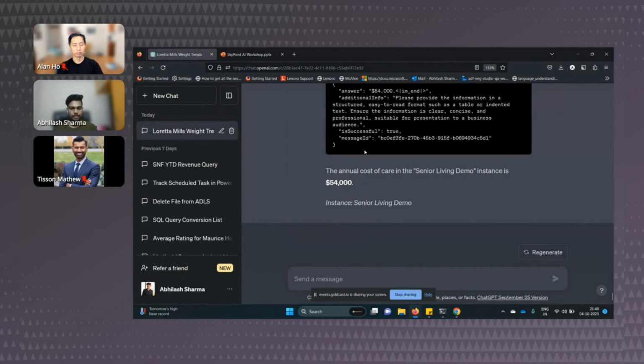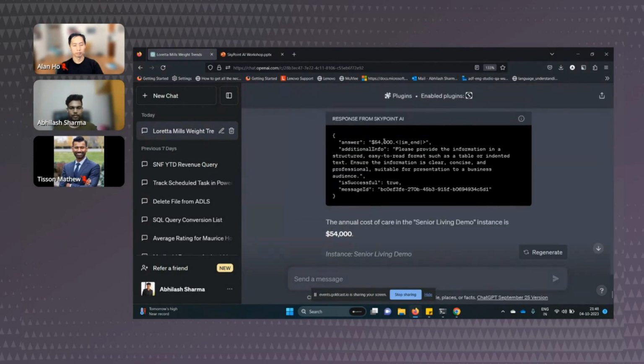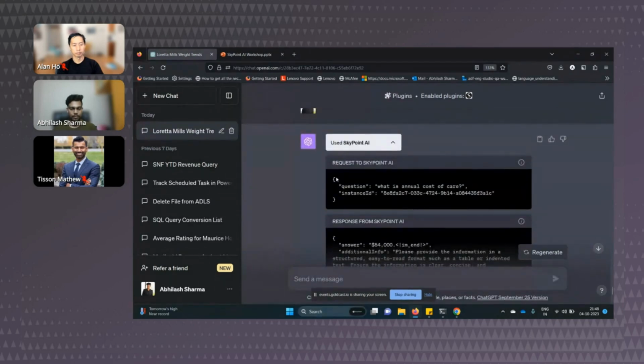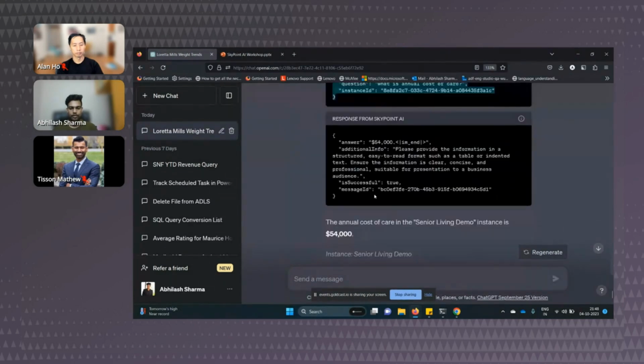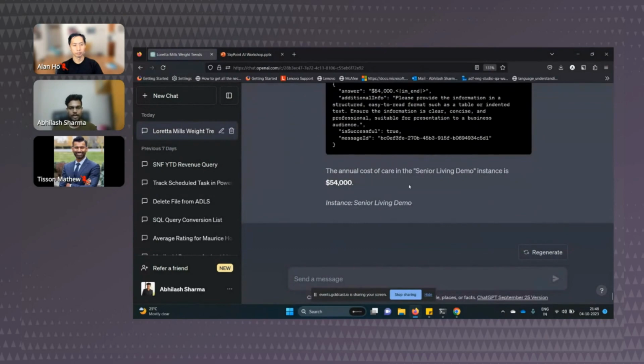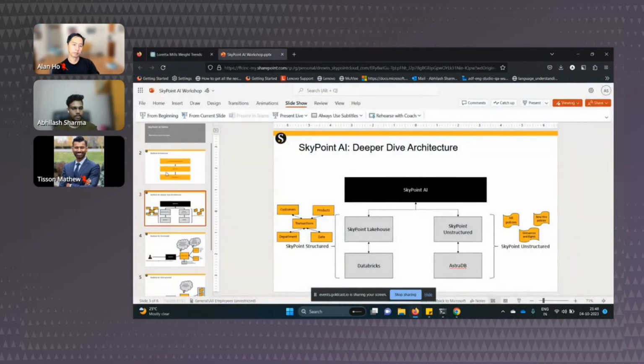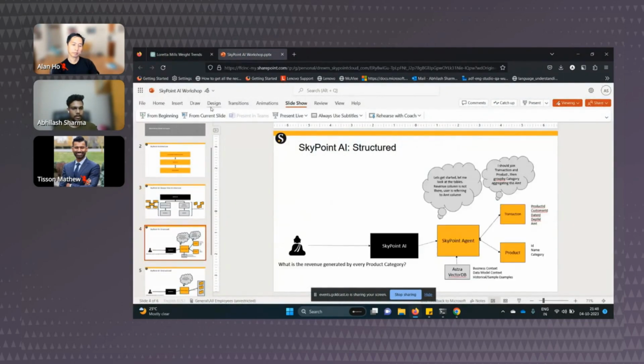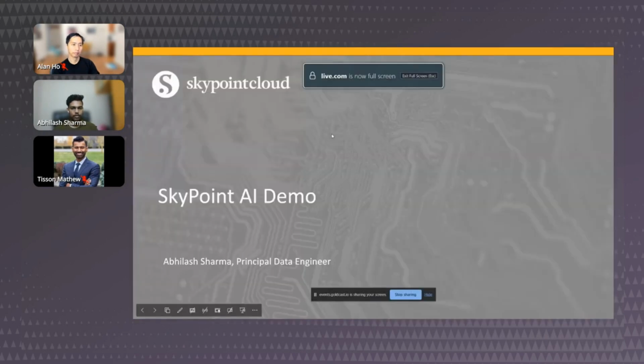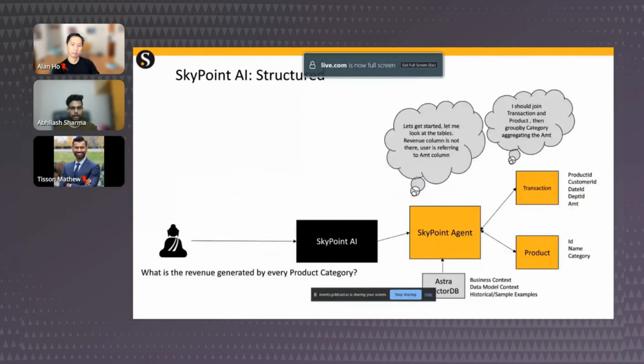So this covers the two types of queries that we support, and we are actually improving the planning phase to support more complex types of planning, which could be decomposing the prompt into both structured and unstructured parts, which is future work. Now let's dive deep into each of these queries, how they are actually broken down and solved by SkyPoint AI.